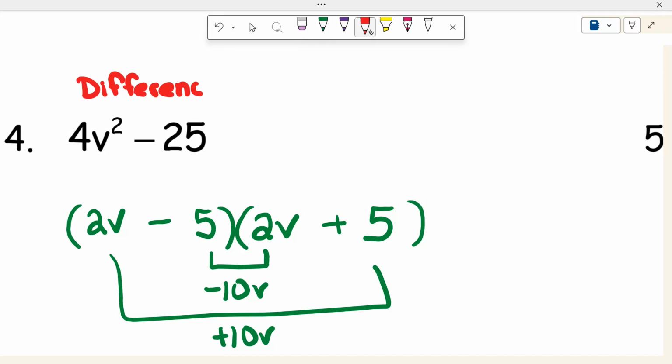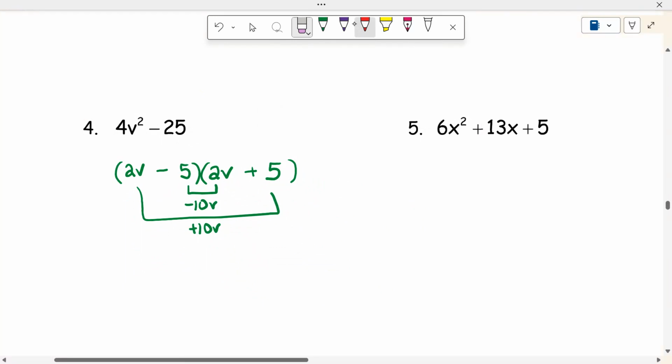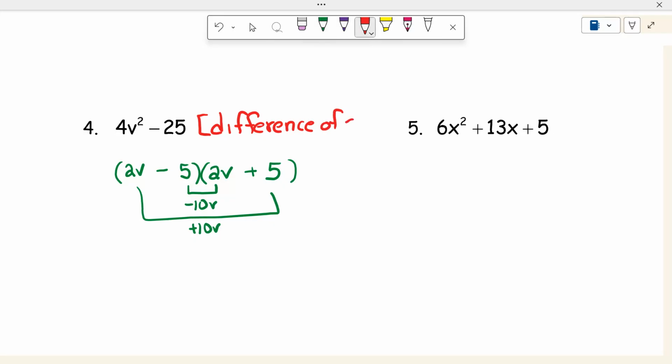Oh, that's really thick. I'll redo that. So this is called a difference of squares. Is that name appropriate for this? Should be, if you understand the vocab. What does difference in math mean? Subtraction. Are we subtracting squares? Yeah, so that is why it's called a difference of squares.